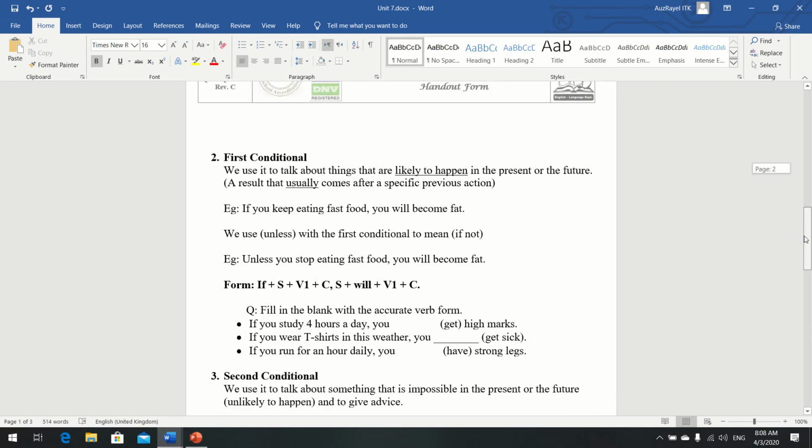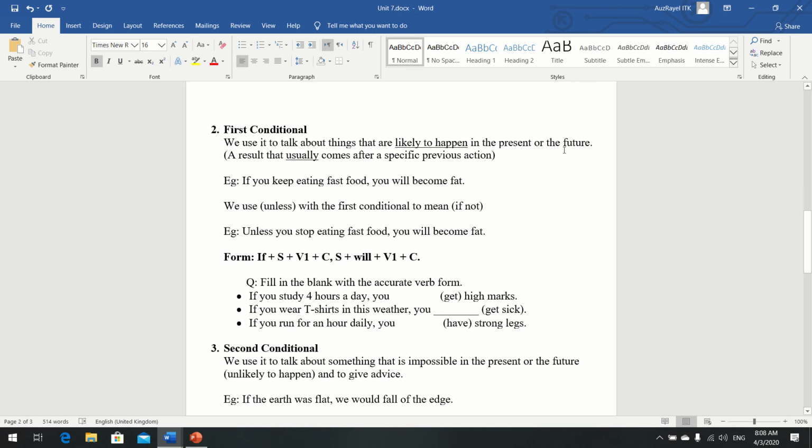The second type of the conditionals, which is the first conditional, the usage of the first conditional, we use it to talk about things that are likely to happen. Okay, the zero conditional always happens, and the first conditional is about things that are likely to happen. Okay, so let's put a percentage of about 80 to 90% to happen. Okay, in the present or the future, a result that usually comes after a specific previous action.